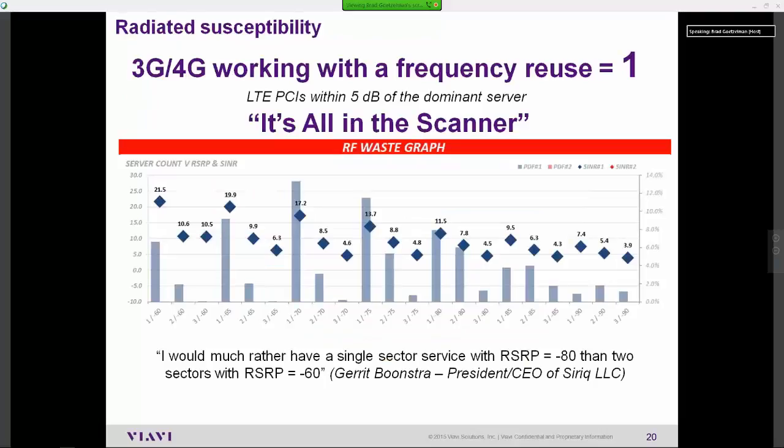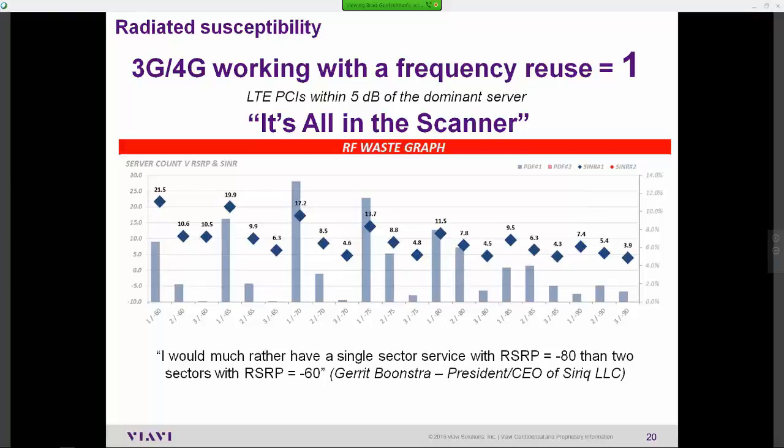This slide is to otherwise relate to radiated susceptibility, and back to that frequency reuse of 1. Because 3G, 4G is working at the frequency reuse of 1, I love the title of this, RF waste graph. Because all you need is a scanner. You don't need a handset to determine what the RF conditions are.